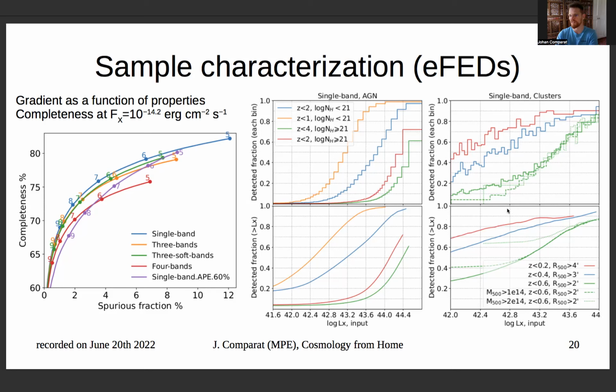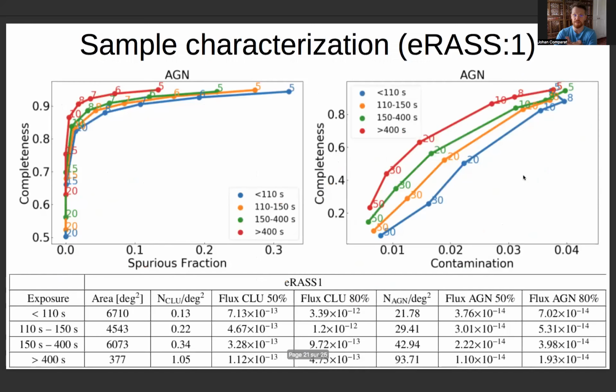For the clusters, the leading effects are the size on the sky. So if the clusters are bigger in red or smaller in green, and if they are at low redshift in red or higher redshift in green. So these are the leading trends in the X-ray detection of the clusters. So that's for these simulations on eFEDS, which is a small field to a great depth, 1,400 seconds.